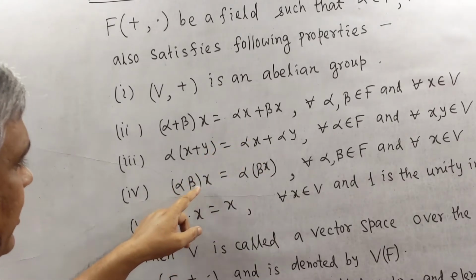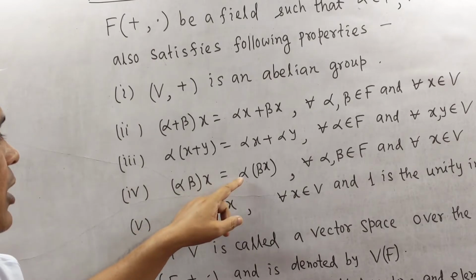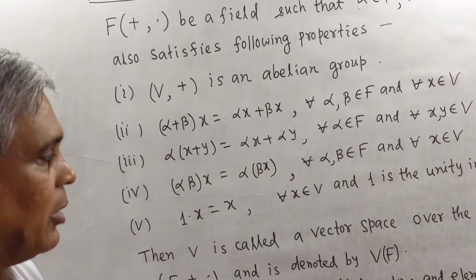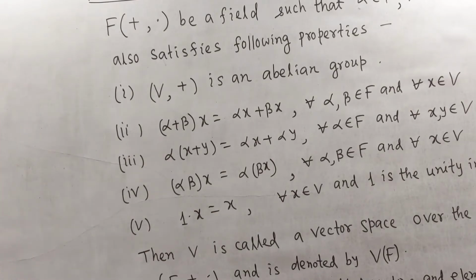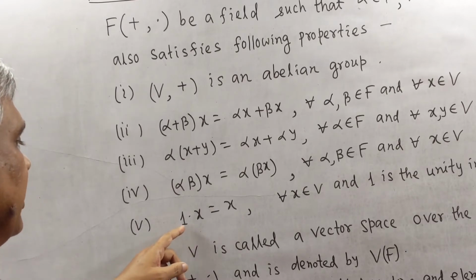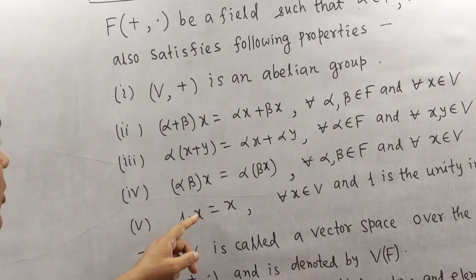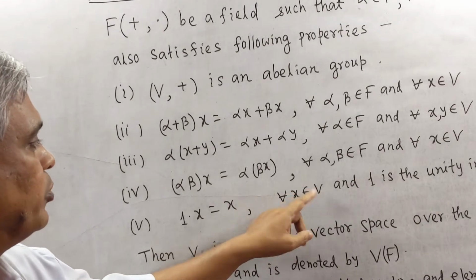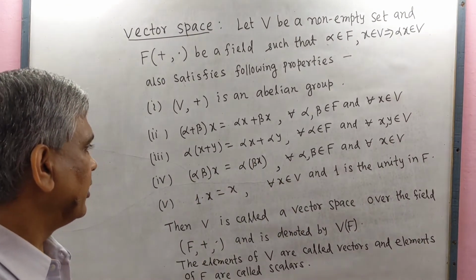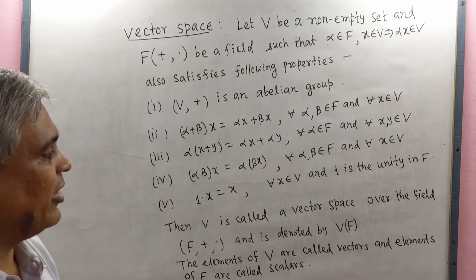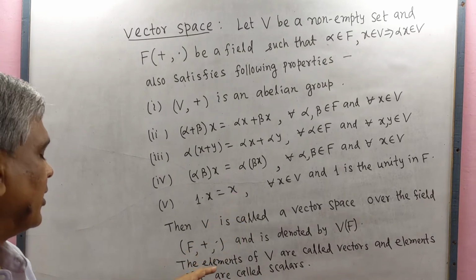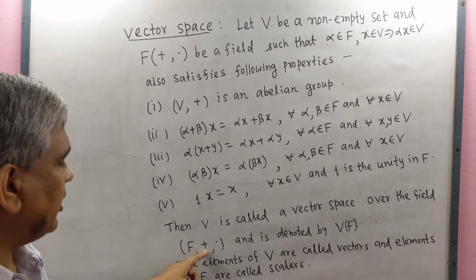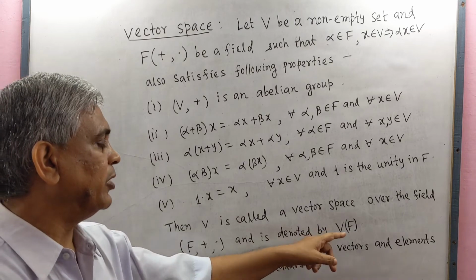Number four: (alpha beta) x equals alpha (beta x) for all alpha, beta belongs to F and for all x belongs to V. Number five: 1 is the unity element of F, and 1 multiply x equals x for all x belongs to V. Then V is called a vector space over the field F with binary compositions addition and multiplication, and is denoted by V(F).